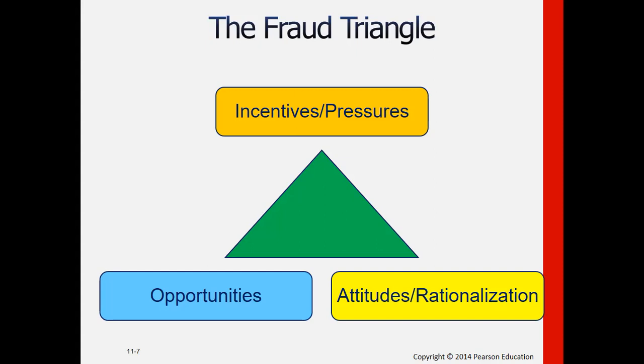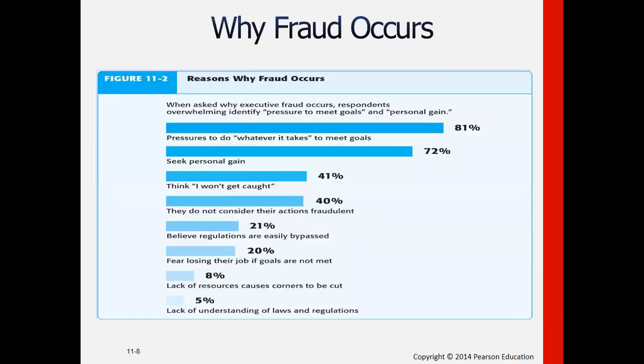So basically attitude or rationalization, the thinking that it is not only me that is doing this, it is not only me who did this or that and the other and the fraud. So that person will be doing it because of that. Why does fraud occur? These are the reasons. When asked why executive fraud occurs, so these are basically frauds and fraudulent transactions committed by executives and managers, respondents overwhelmingly identify pressure to meet goals.